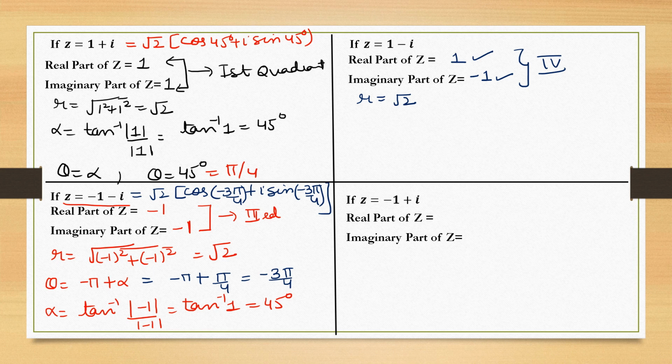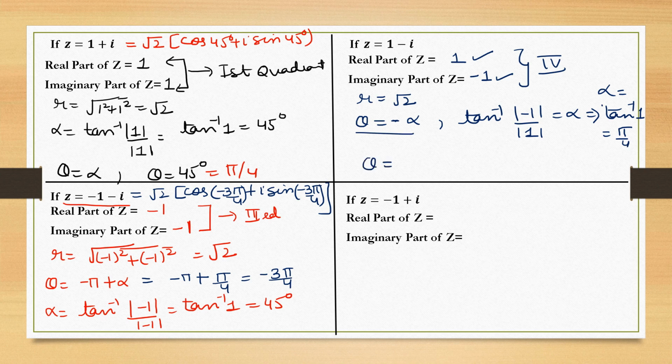Here theta is minus alpha. So what is tan inverse of the modulus of the imaginary part over the real part? Our alpha is again tan inverse 1, so alpha is again pi by 4. But this is lying in the fourth quadrant, so theta will be minus alpha, that is minus pi by 4. If you want to write this in the r cos theta plus iota sin theta form, that will be root 2 cos minus pi by 4 plus iota sin minus pi by 4.